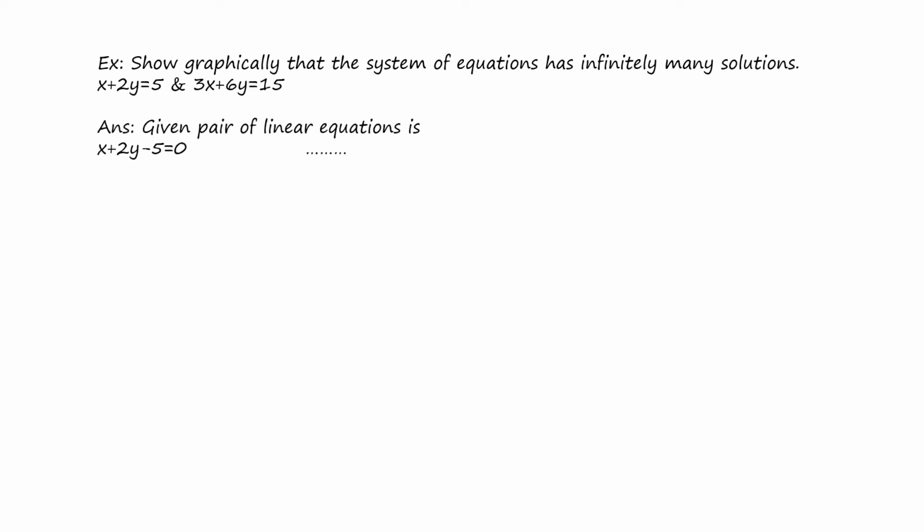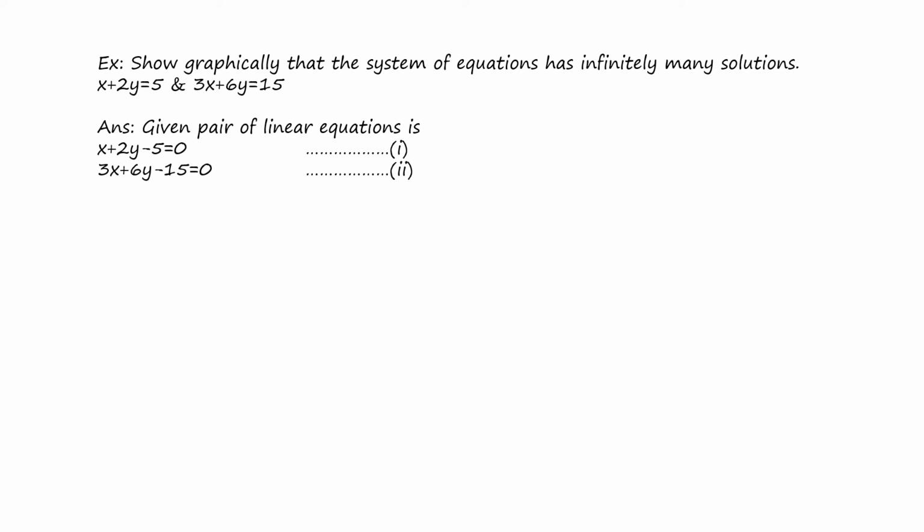So graphically, the system of equations has infinitely many solutions: x plus 2y equals 5 and 3x plus 6y equals 15. The given pair of linear equations is x plus 2y minus 5 equals 0, let this be the first equation, and 3x plus 6y minus 15 equals 0, let this be the second equation.